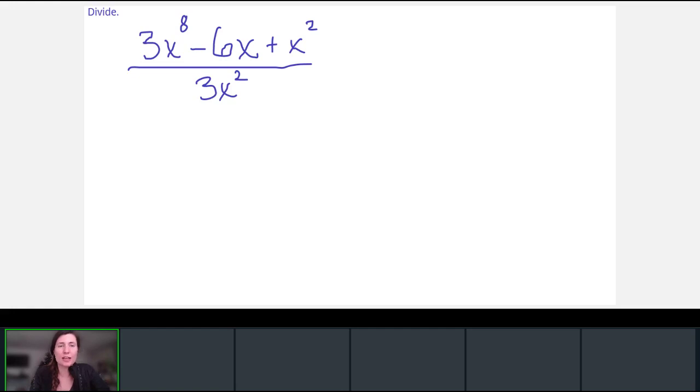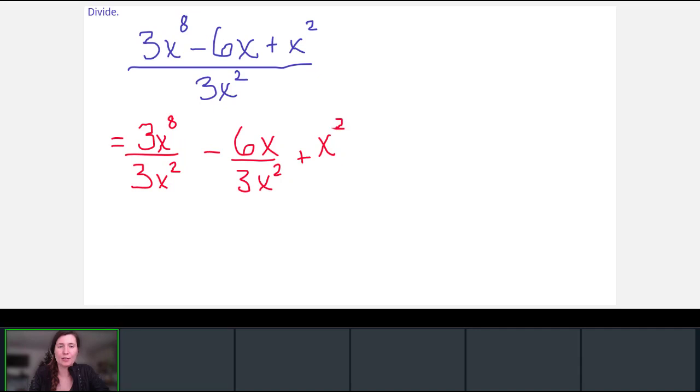So the way that I like to teach this is look at each one separate. They all actually have a common denominator of 3x squared. So we can think about this as three separate division problems. So we have 3x to the 8th divided by 3x squared, minus 6x over 3x squared. Note they're all over 3x squared, plus our final term in the numerator, x squared over 3x squared. And really from here, it's doing the same thing that you've been doing, because now these are all just monomial divided by monomial problems on their own.